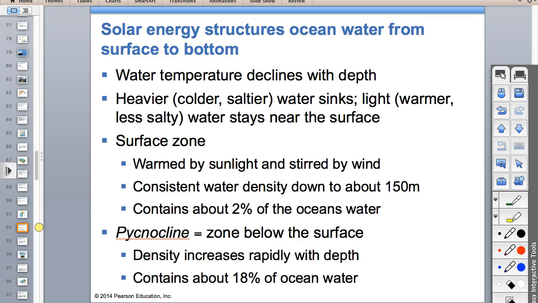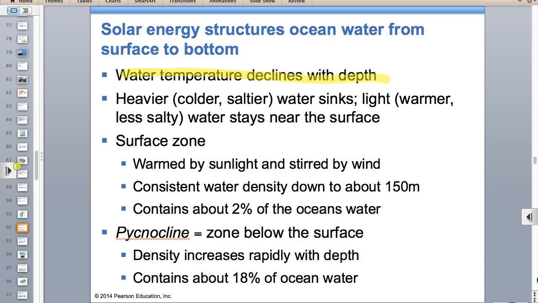And so, water is going to get colder with depth, and not only is it going to get colder with depth, it's going to get saltier with depth. Because salt water is more dense than fresh water, the salt water is going to sink down, and so you have this really clear defining boundary between the surface water and this deep water, and it doesn't mix, because the surface water is a little bit fresher, as far as less salt, and it's also going to be warmer. And so then you have this pycnocline, and that's the zone below the surface, and this is the area where density is going to increase really rapidly.